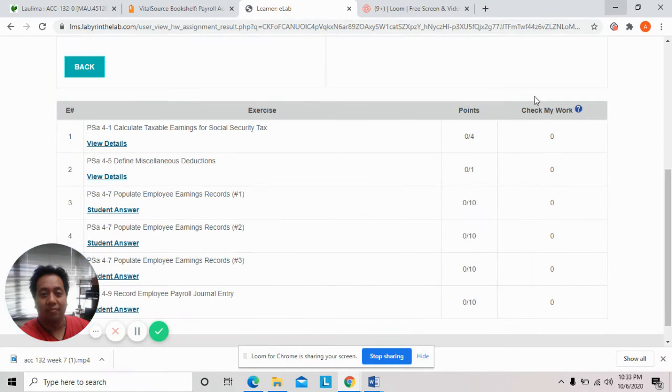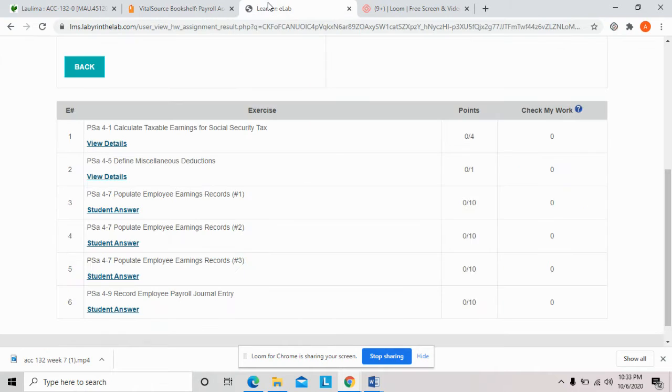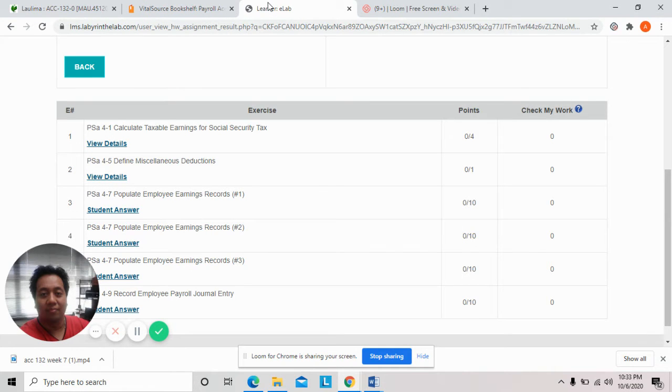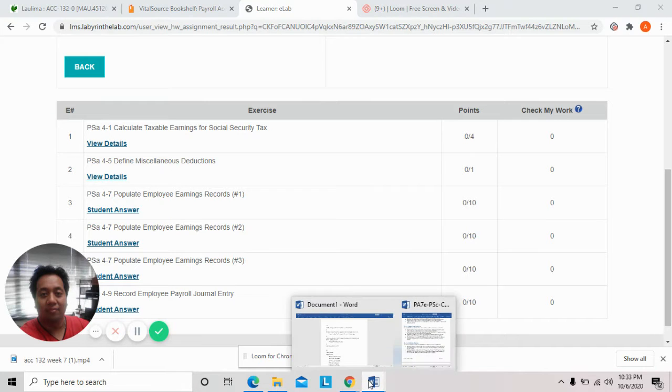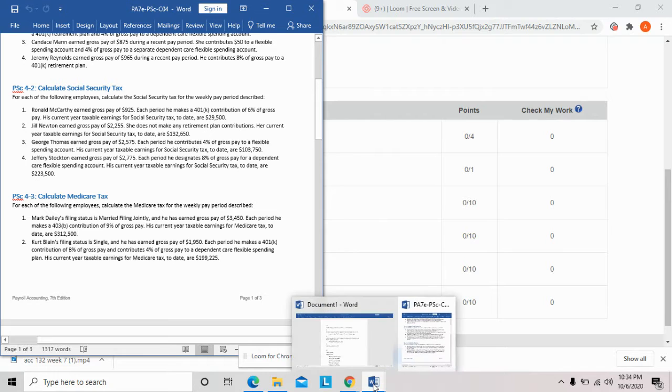Another section in this assignment is defining miscellaneous deductions. You'd have to look in your textbook to find the information on that. As for the employee earnings records, you have three employees. You should be calculating various items like the Social Security tax, Medicare tax, and whatnot.